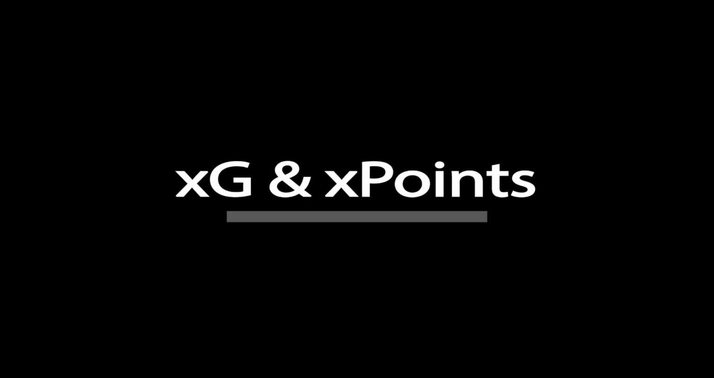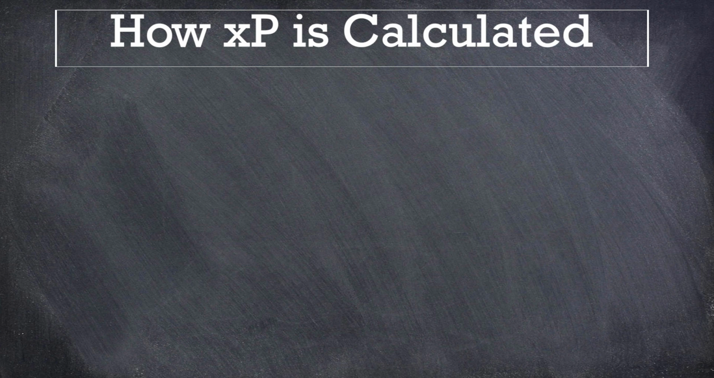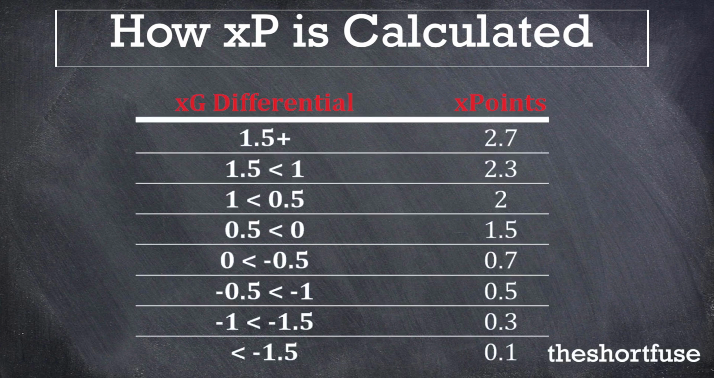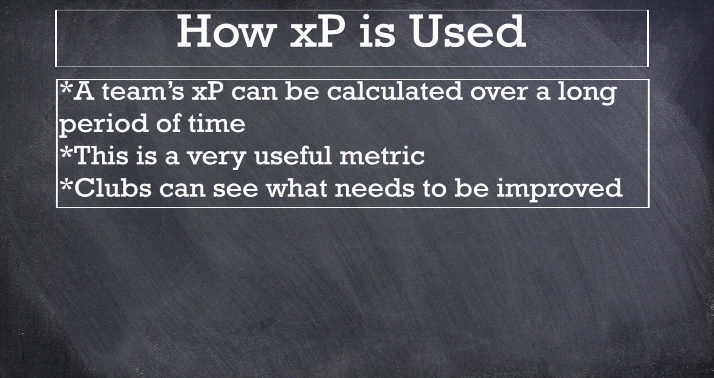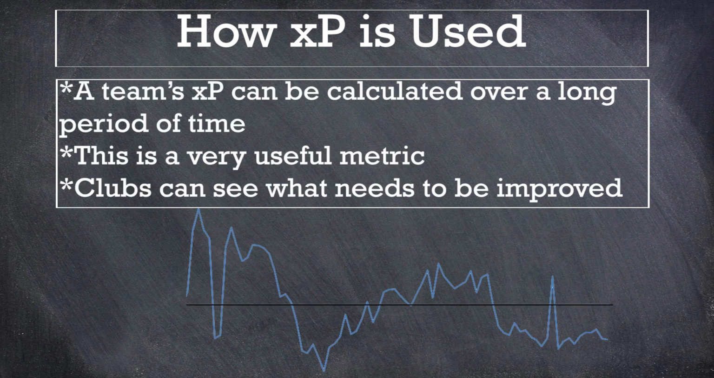Okay, so how does XG tie into expected points? Now comes the exciting part. By having a team's XG for and XG against, we can calculate a team's expected points. This table from The Short Fuse shows how XG differential is used to calculate what percentage chance of winning a team has. Don't worry too much about how it's calculated, but the main takeaway is that a team's expected points can be calculated over a long period of time. And again, trends usually revert to their mean, so it alerts the club as to what needs to be improved.